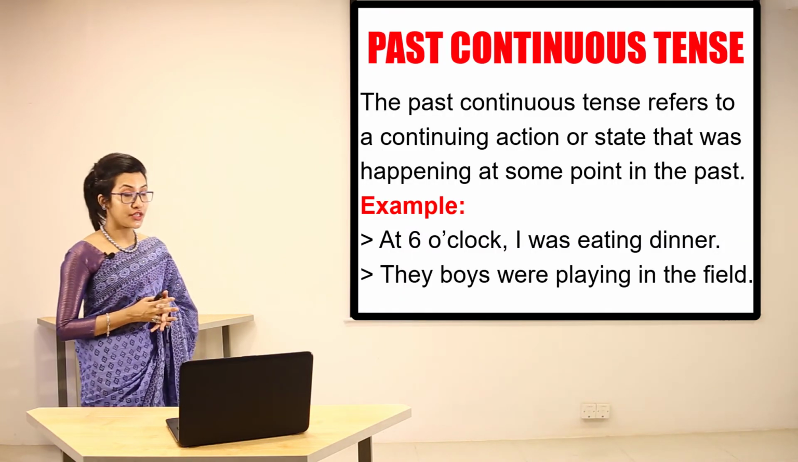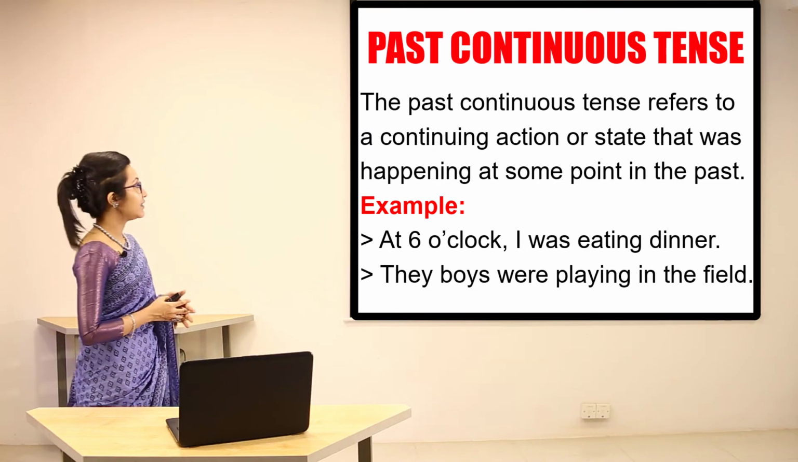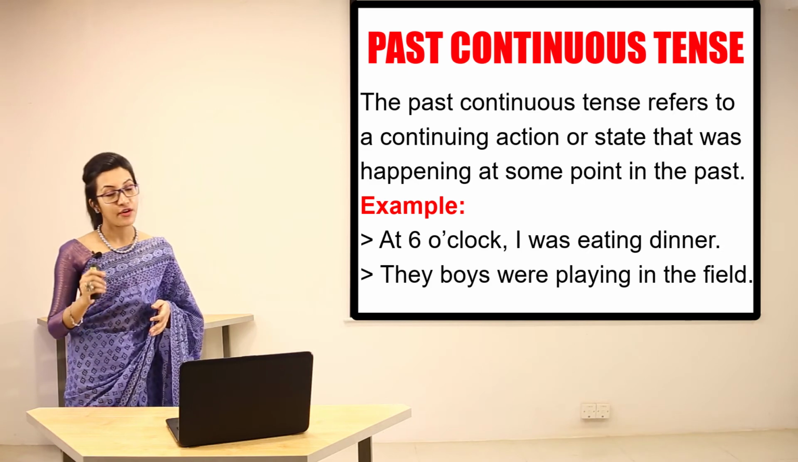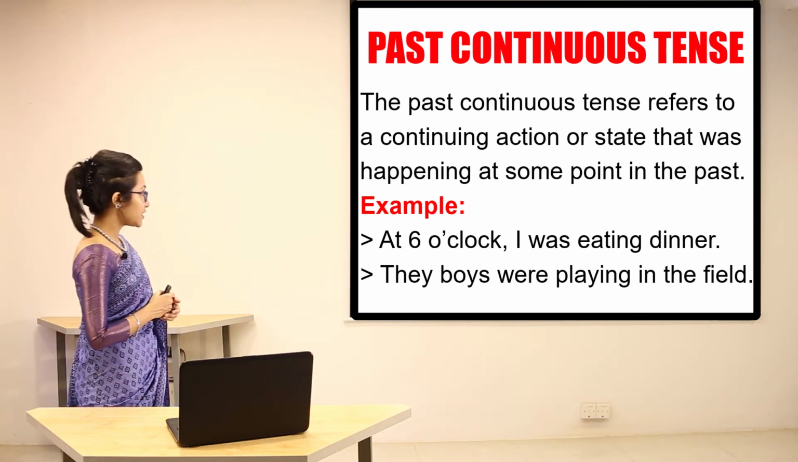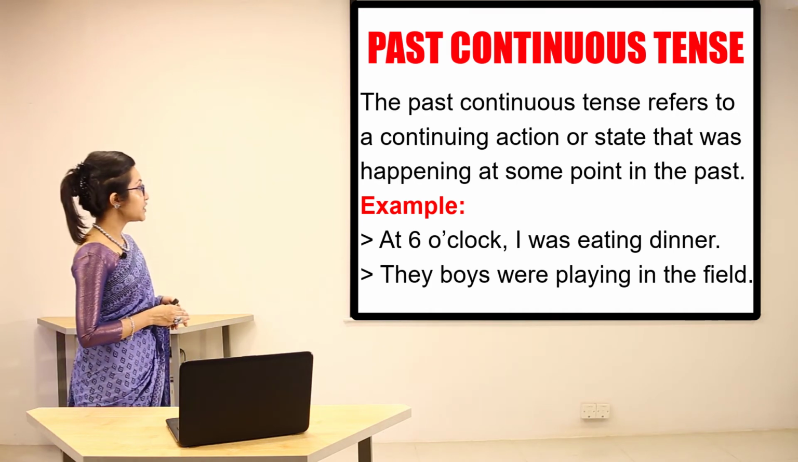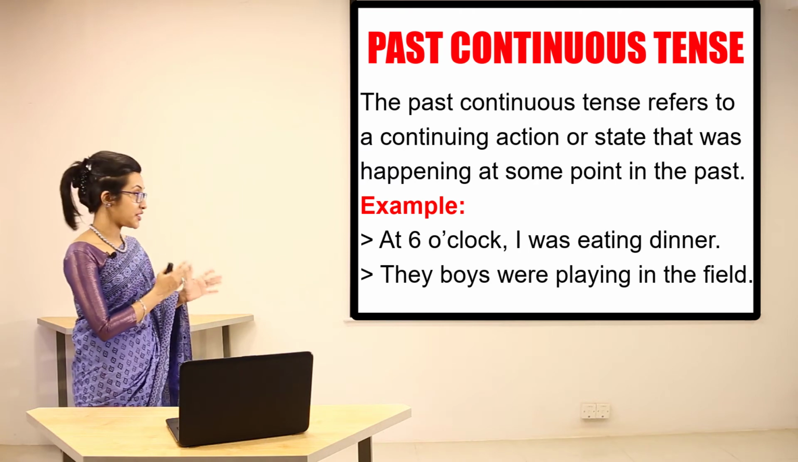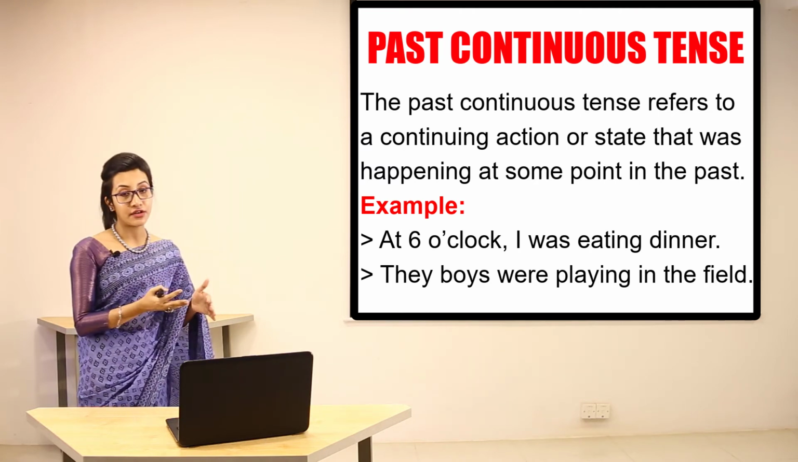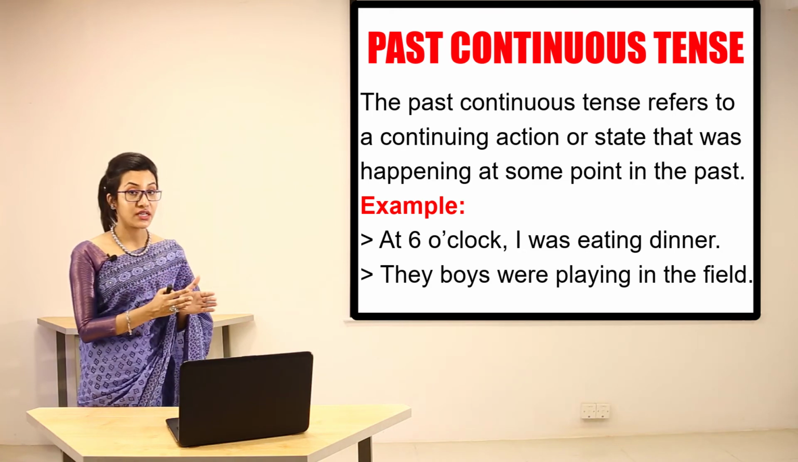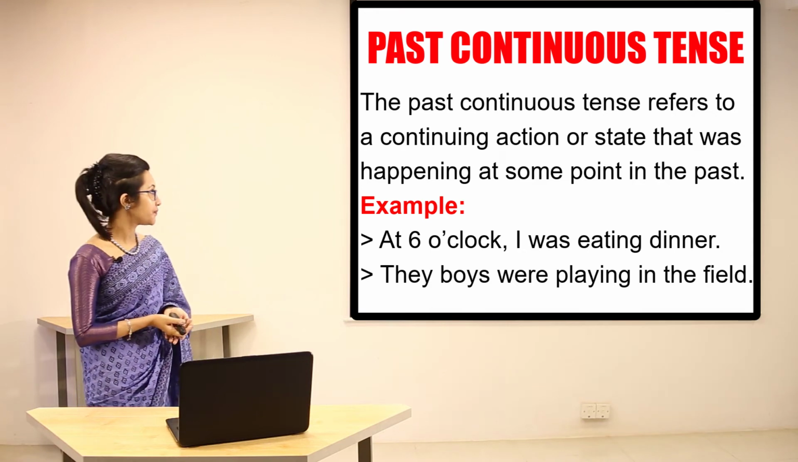So past continuous tense refers to a continuing action or state that was happening at some point in the past. For example, at 6 o'clock I was eating dinner. The boys were playing in the field. Now the two events, playing and eating dinner, both happened in the past, but they were continuing right at the moment of speaking.